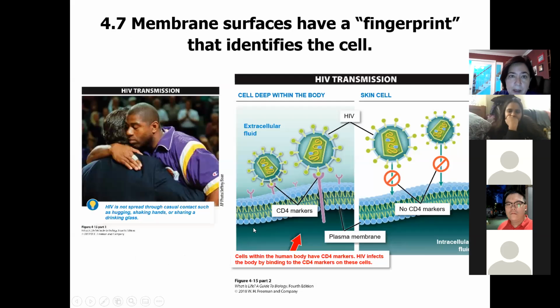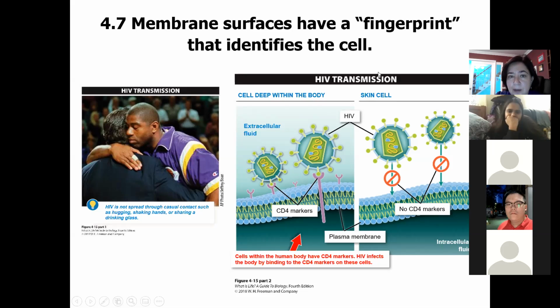We can skip this part. And as I said, these proteins have immune function. Unfortunately, in some cells, like T cells, which are part of the immune system, that's what the HIV virus can bind to. And that's how the HIV virus ends up inside a cell.